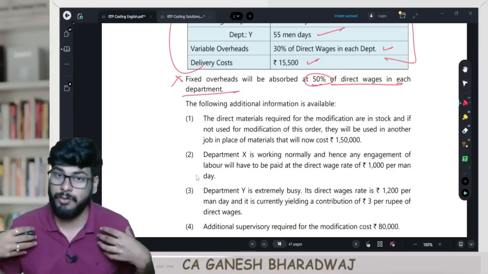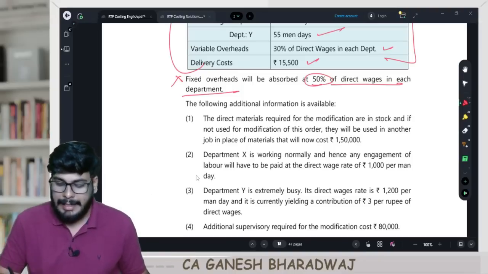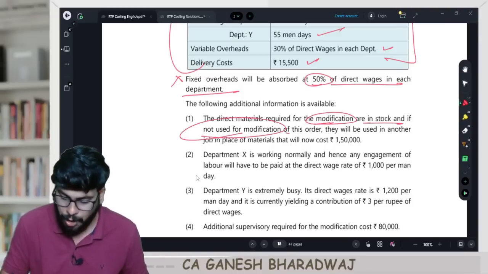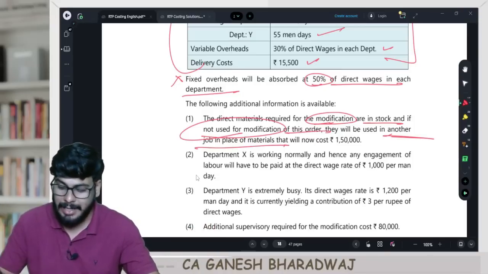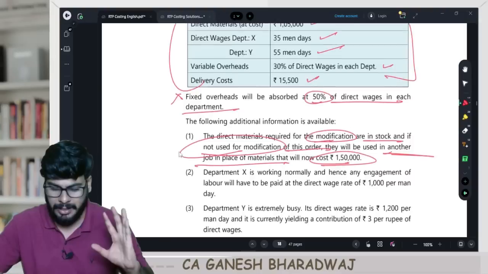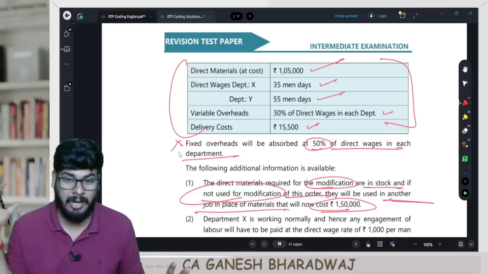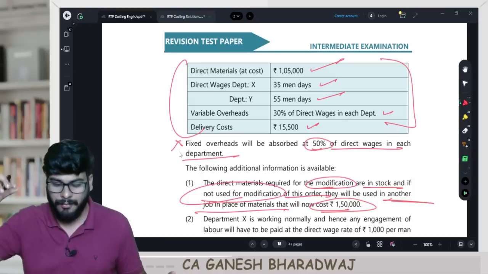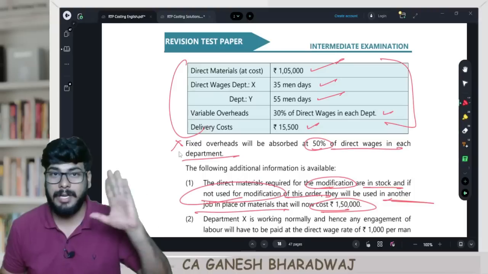In fact, even I am surprised to see this sum in your CA Intermediate level, but nevertheless, let us get started. First, the direct materials required for modification are in stock. And if they are not used for modification of this order, they will be used in another job in place of materials that will now cost 1,50,000. Very important part. I'm telling you 100%, if you don't listen now, it will be very difficult for you, because this is not something we've seen at the intermediate level, even in our regular classes. In the institute publication itself, this kind of question was not at all there. The first time I'm seeing it in any RTP for that matter, at the intermediate level. Be very clear about this.